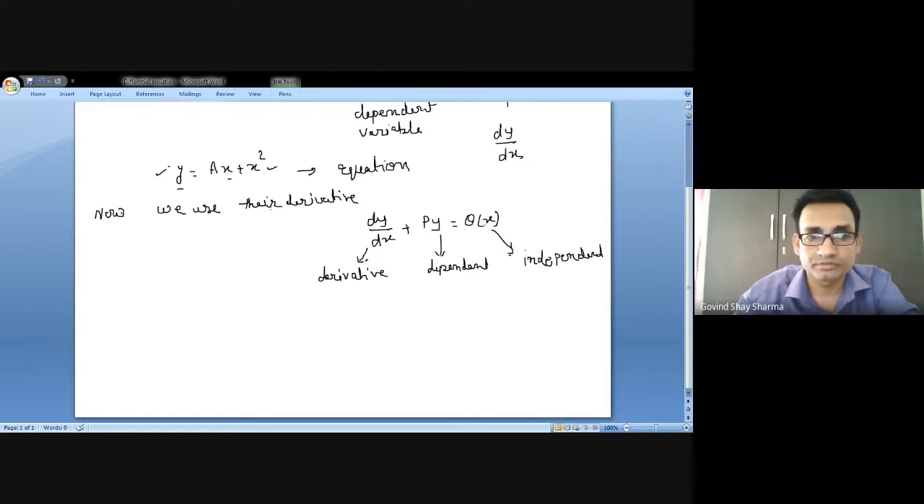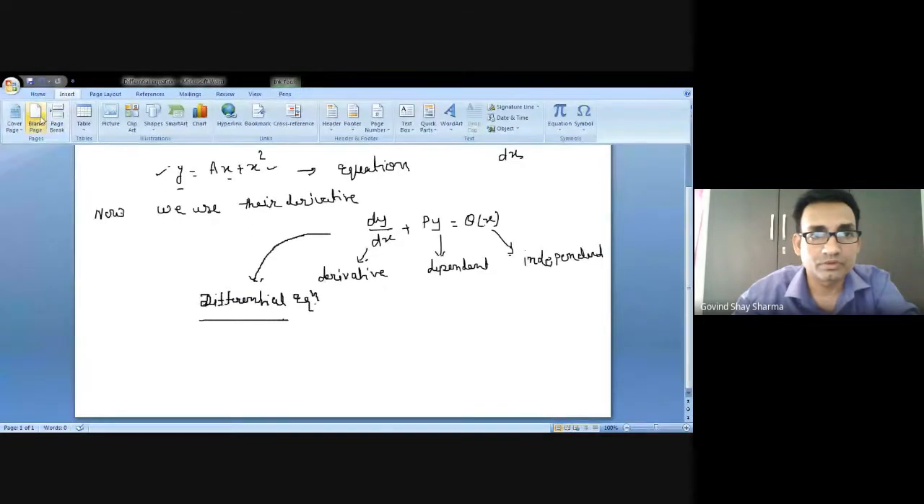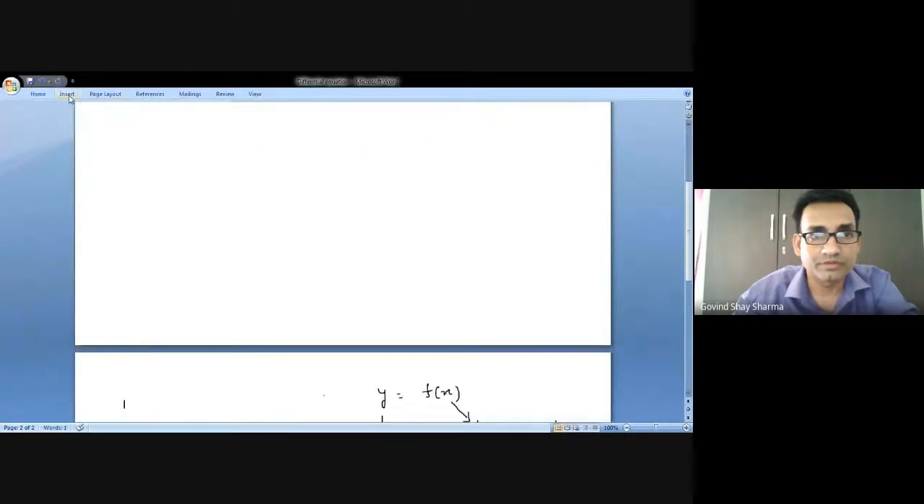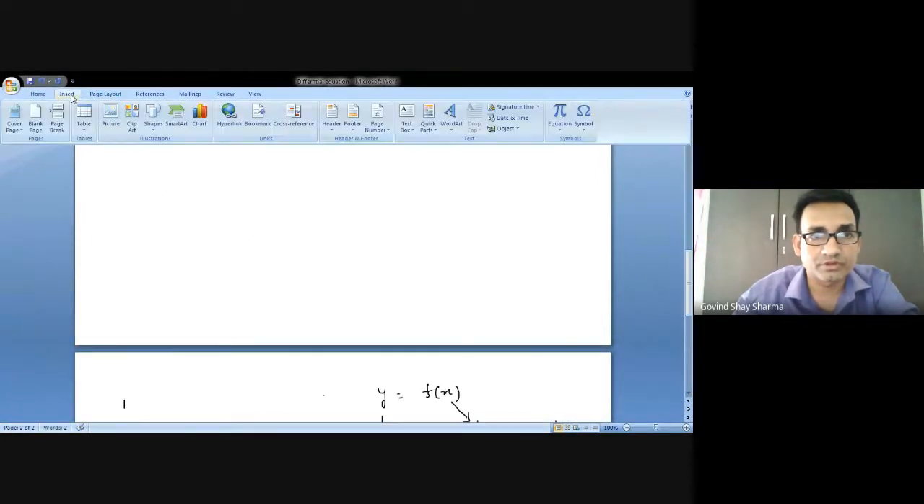So this relation is called differential equation. It's called differential equation. Now I come to the definition of differential equation. What is the meaning of differential equation?